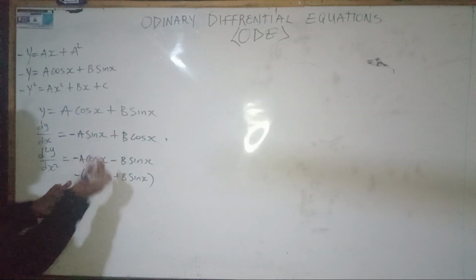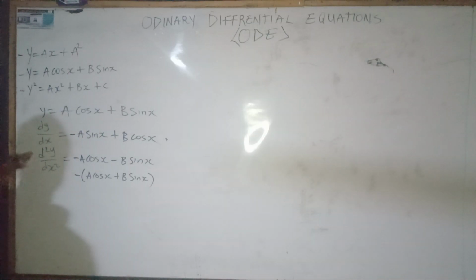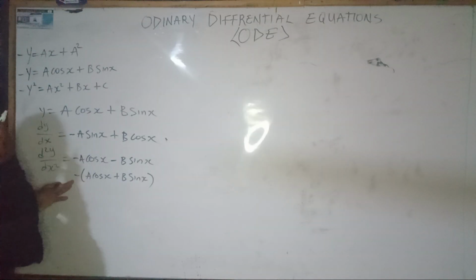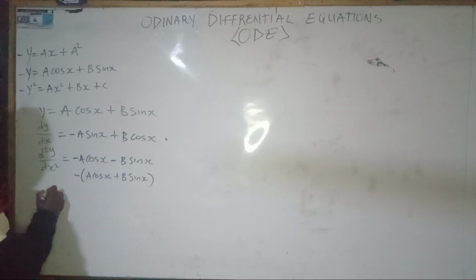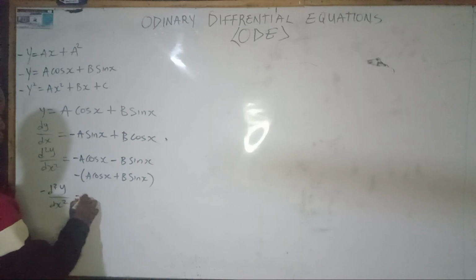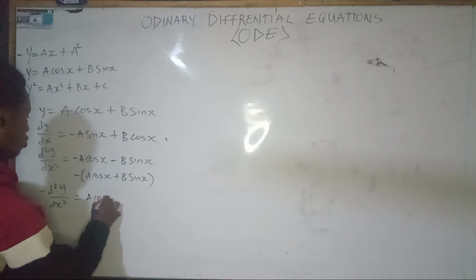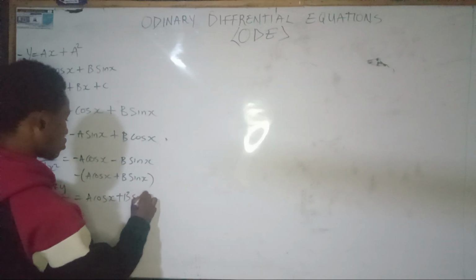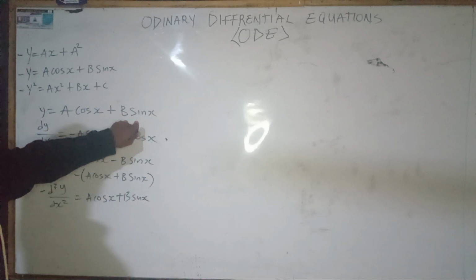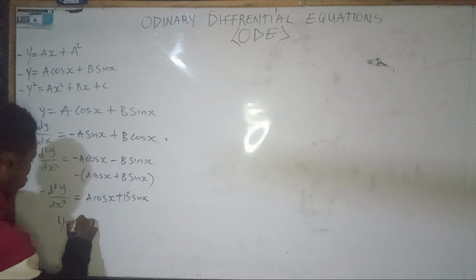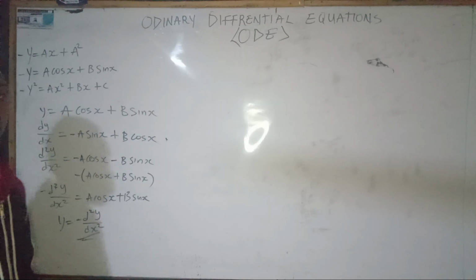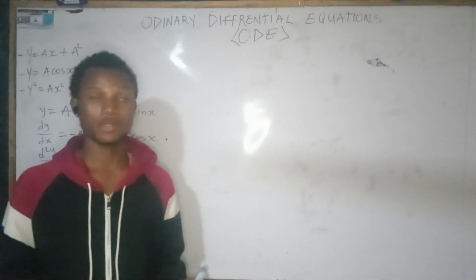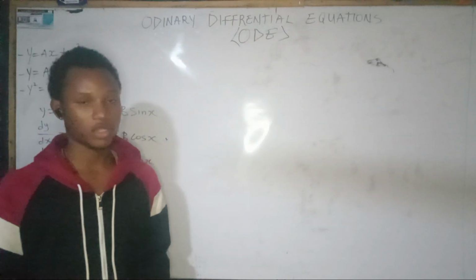And this here is equal to this here. So therefore we know that our d²y/dx² is equal to the negative of everything here. So we can put minus d²y/dx² is equal to a cos x plus b sin x, and since a cos x plus b sin x is y, you can say that y is equal to minus d²y/dx². And now here we have successfully converted an ordinary equation into a differential equation.